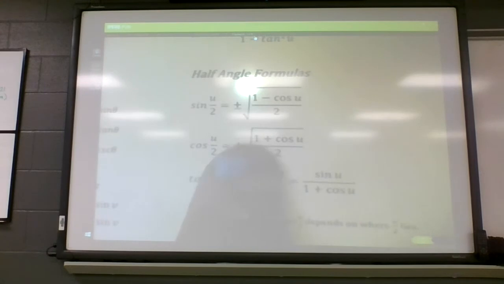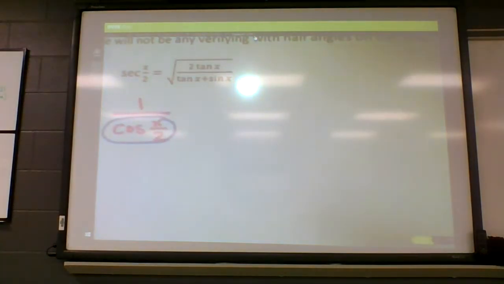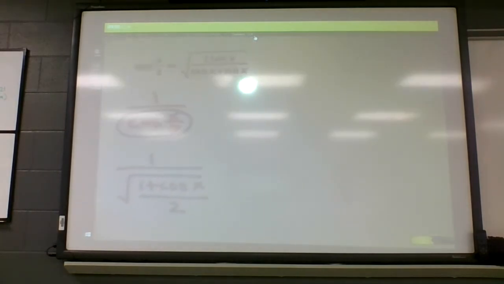You do not need to worry about the plus or minus if you're just trying to prove identities, all right? No worries there. So we'll just go with the plus. So 1 over, and then you have that whole square root in the bottom: cosine of x all over 2. All right, and here's why I'm going to not keep half angles on the test. Where do we go from here?